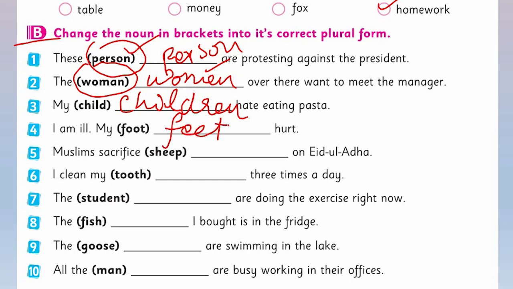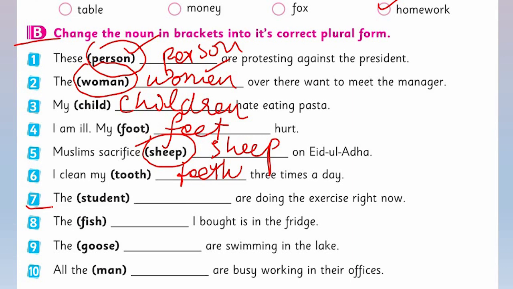Look at the sixth one. Muslims sacrifice sheep on Eid al-Adha. Yes, sheep is an irregular noun, so it cannot be changed. I clean my tooth 3 times a day. Here the plural form of tooth is teeth.